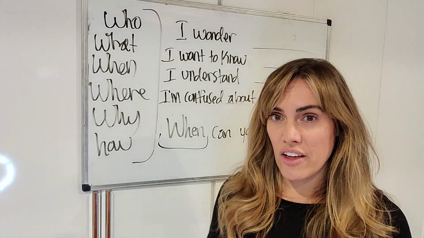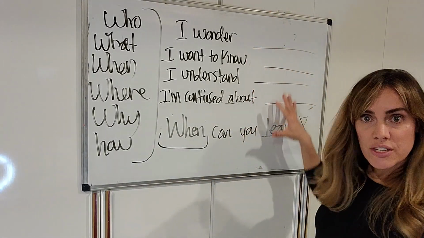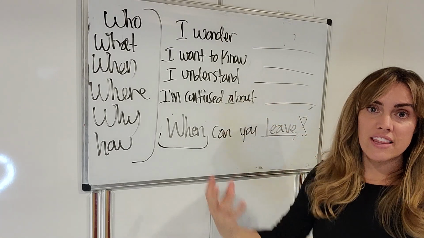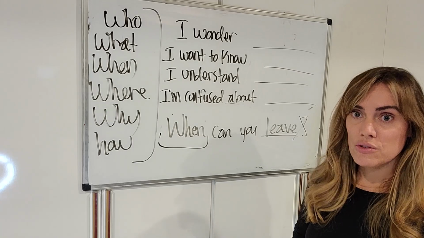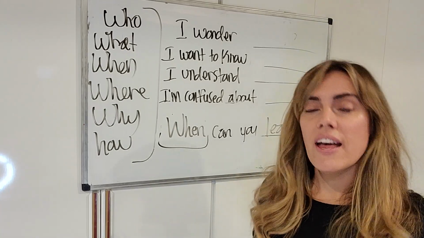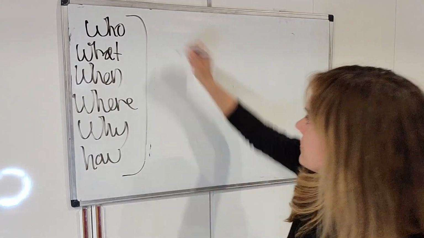Okay, so another thing about WH noun clauses is that, as you can see here, they're being used in the object position at the end of a sentence. You can also use them, because they're nouns, at the beginning of a sentence in the subject position. Okay, so let's look at an example here.